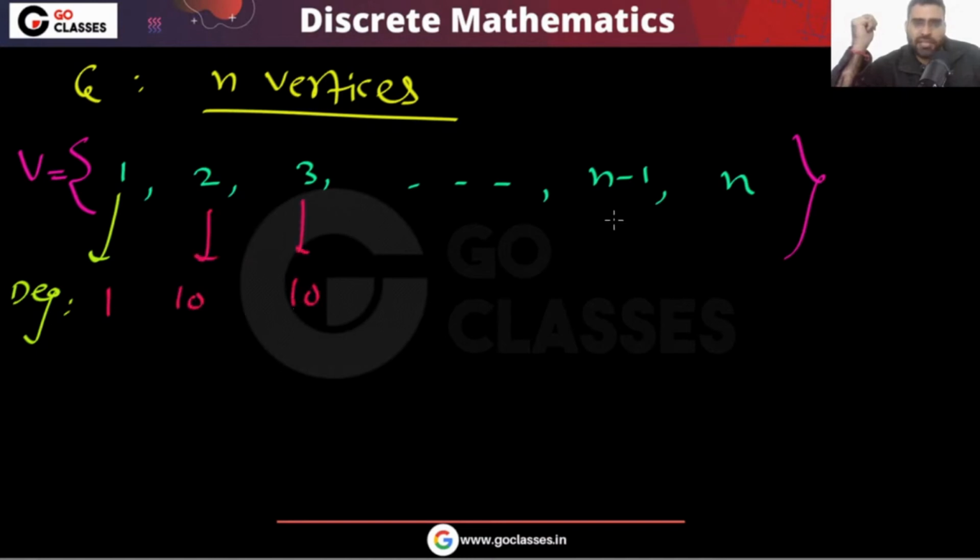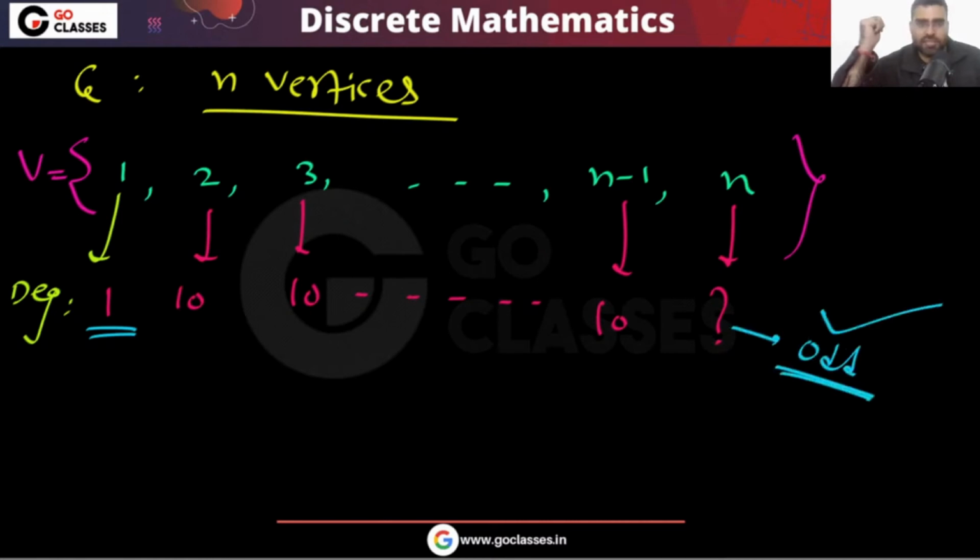This has degree 10. All of them have degree 10, 10, 10, 10. This is unknown. Can you tell me what will be the degree of this n? Definitely odd, because the number of odd degree vertices must be even, right? Definitely the degree will be odd. This degree must be odd.